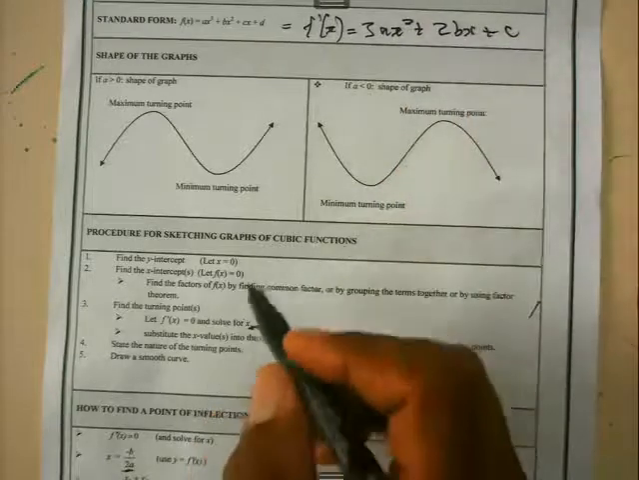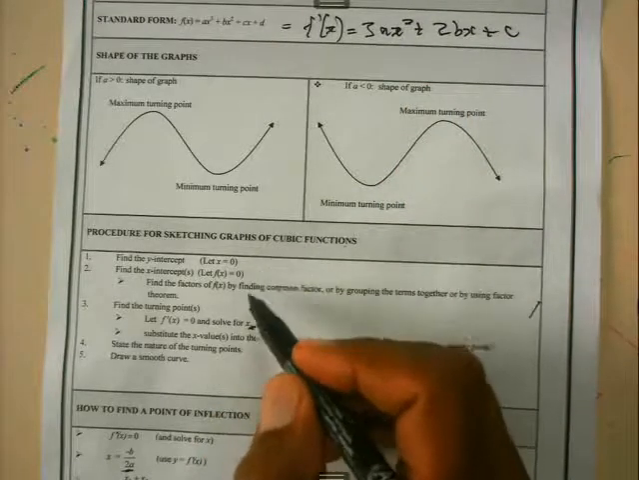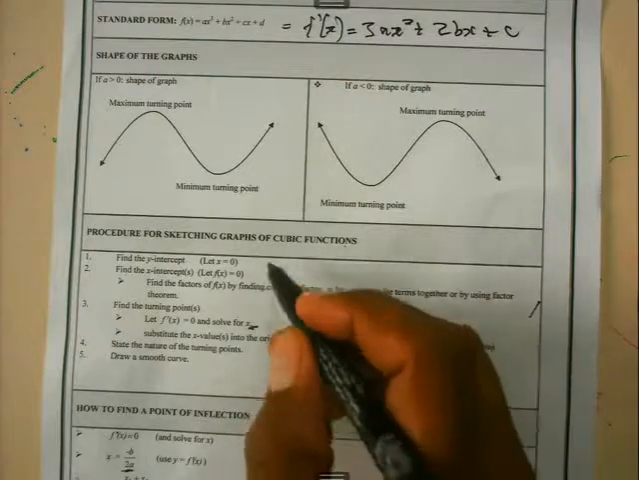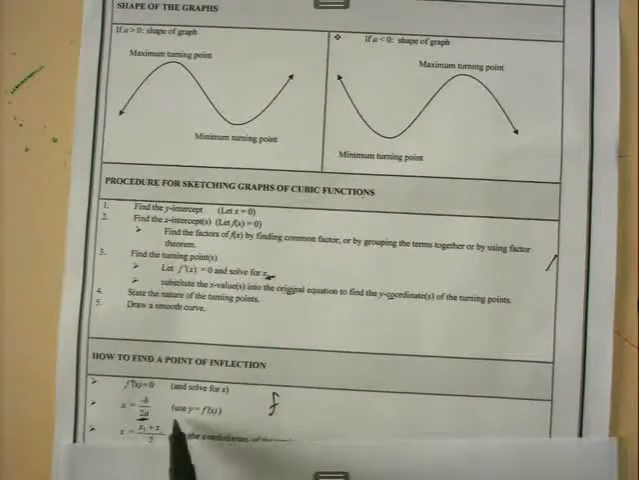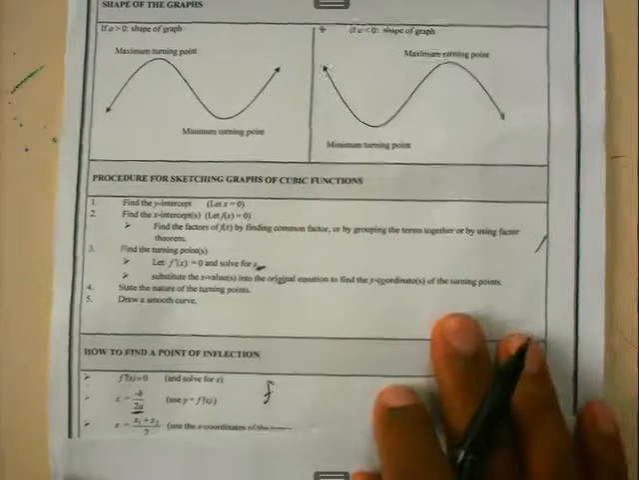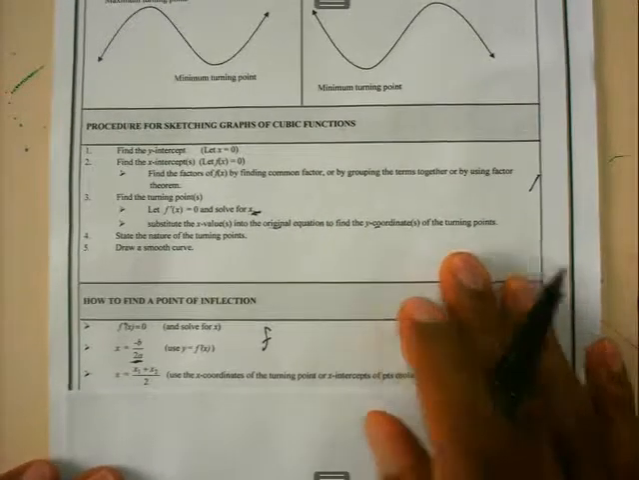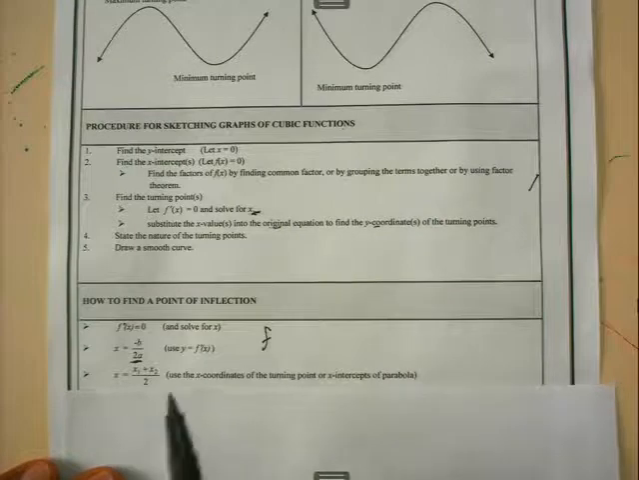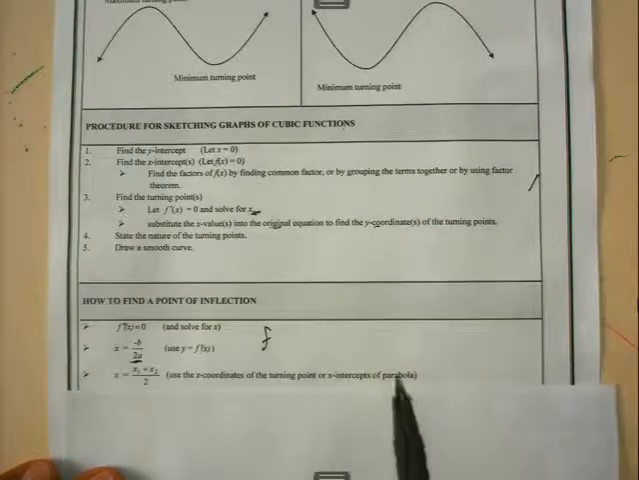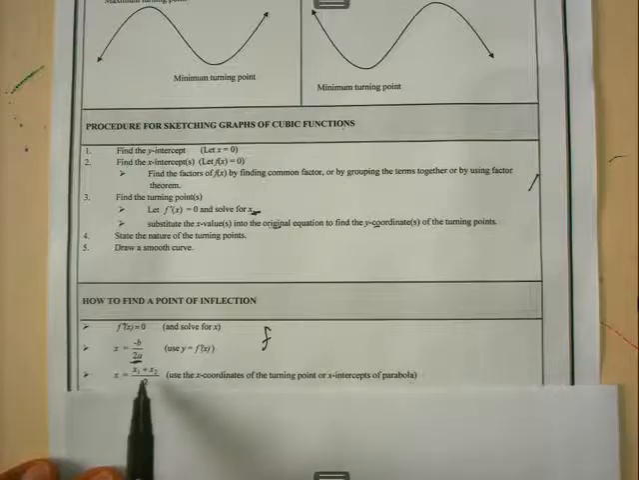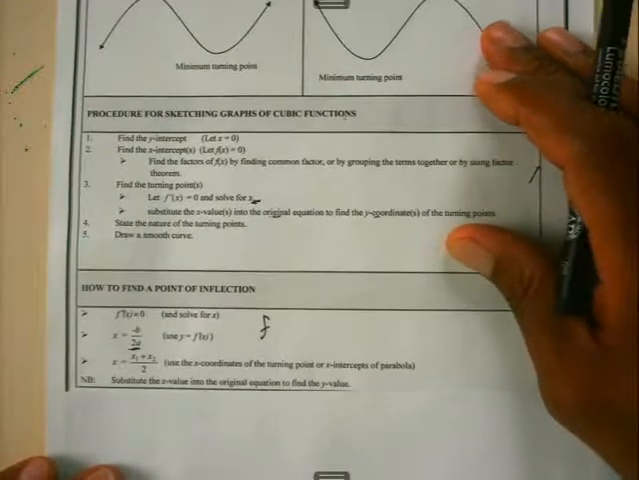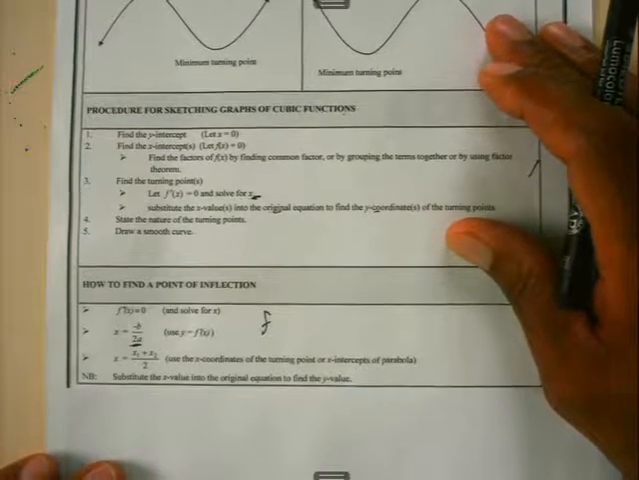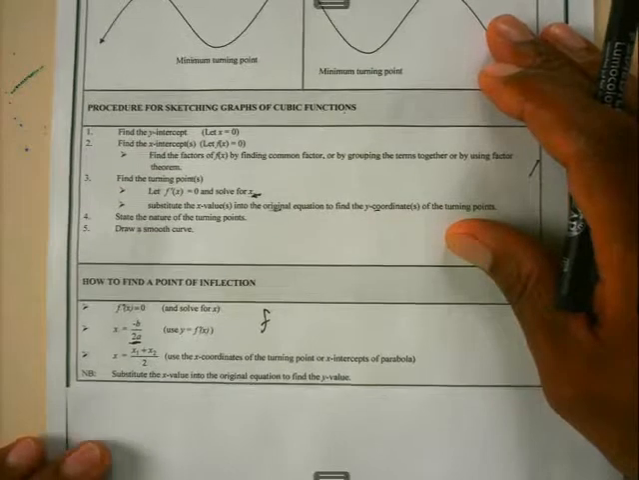Once you have the first derivative, and the x coordinates of the turning points, you can use the derivative to solve for the x value of the point of inflection. That is why we say use y equals f prime of x. Sometimes you can also take the x coordinates of the turning points, or the x-intercepts of the parabola, add the two, and divide by 2 to get the x coordinate of the point of inflection. Thereafter, you substitute the x value into the original to find the y value.